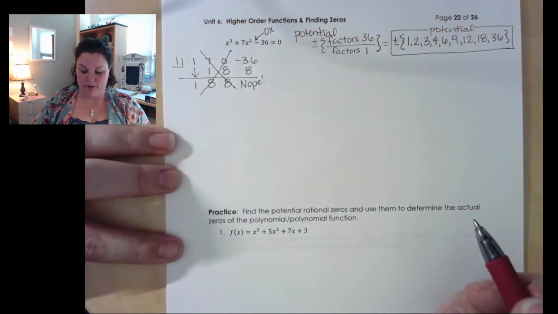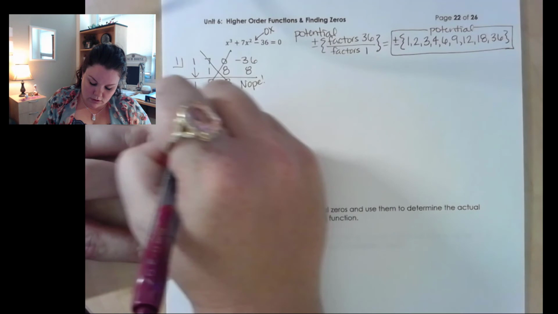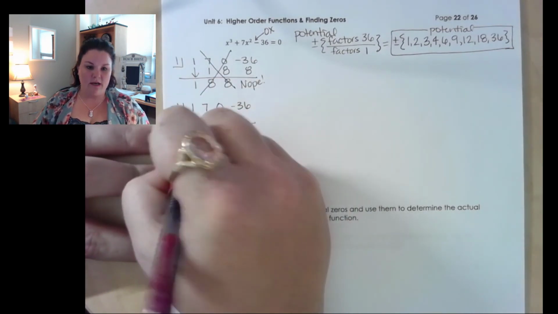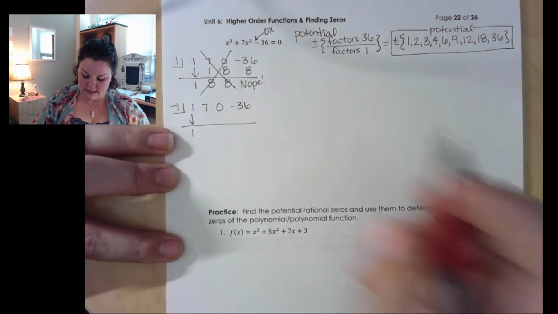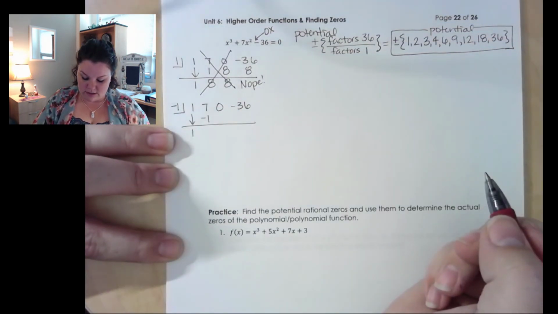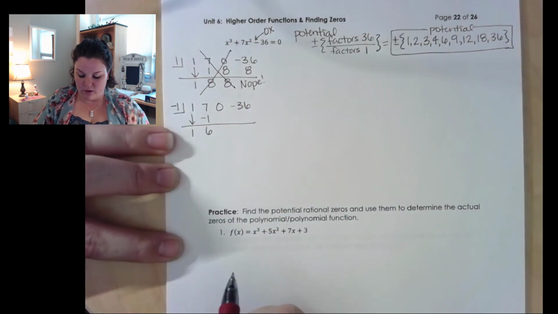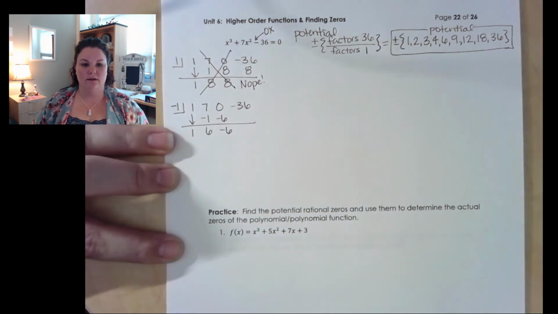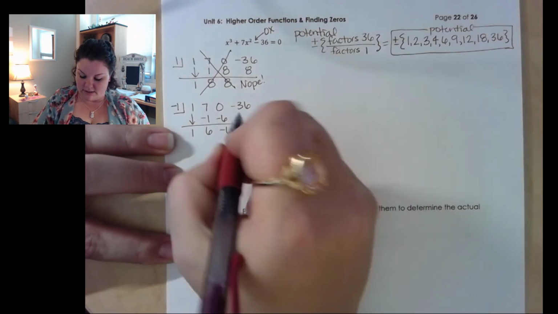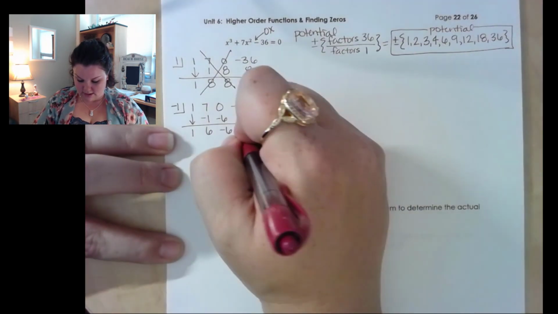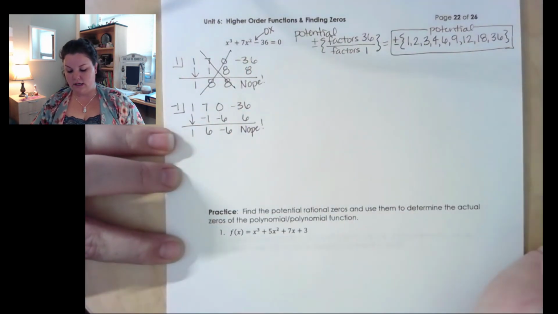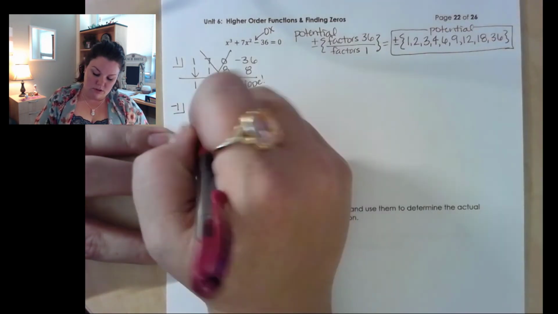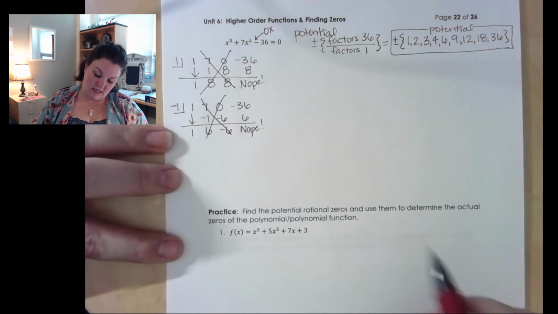So let's try negative 1. 1, 7, 0, negative 36. If I bring down a 1, 1 times negative 1 is negative 1. 7 minus 1 is 6. 6 times the negative 1 in my box is negative 6, which combines down to negative 6. Negative 6 times the negative 1 in my box is positive 6, and I'm still not getting there. Notice we're pretty far away, right? So I'm going to use a bigger number.